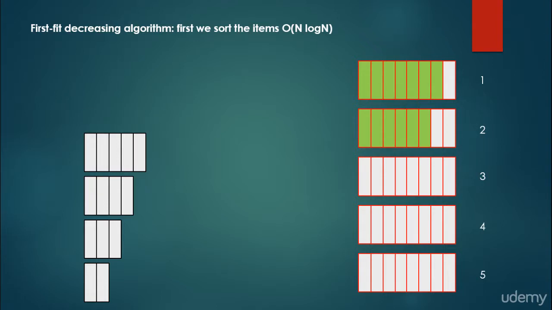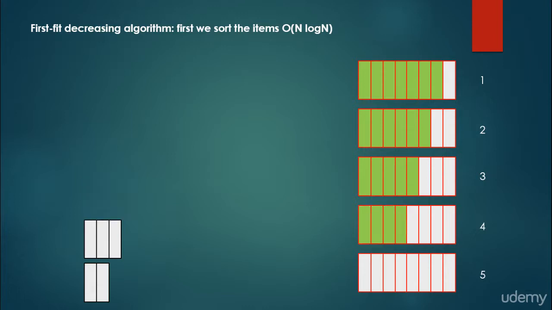And the second one, we put it into the second because it is not able to fit into the first one. Then the third item will go to the third bin because we are not able to put it into the first and the second bin. Then we put it into the fourth bin. Then we come to the conclusion that this three item is going to fit into the third bin. And we are able to pack it into the second bin.